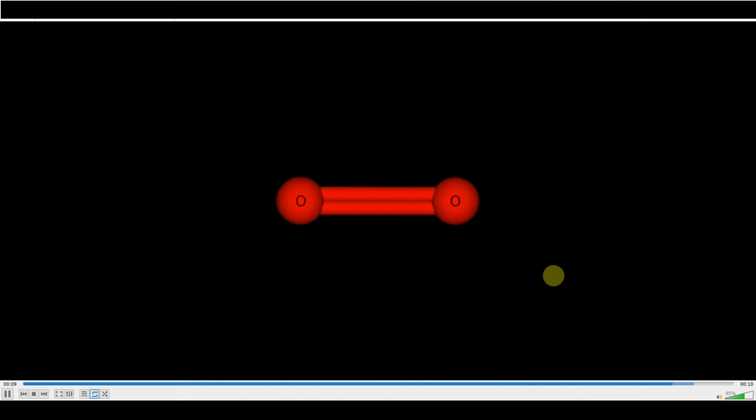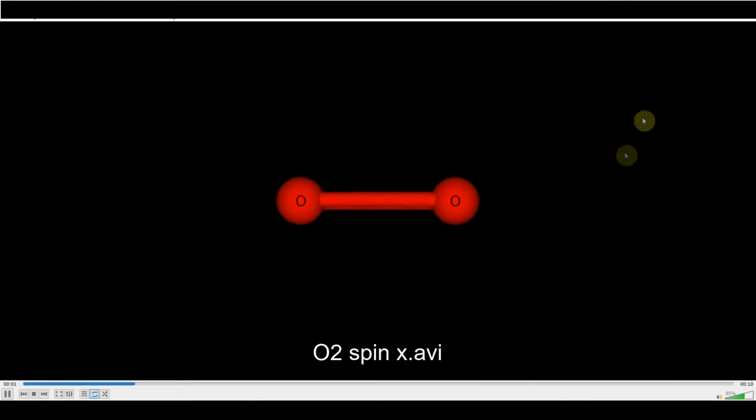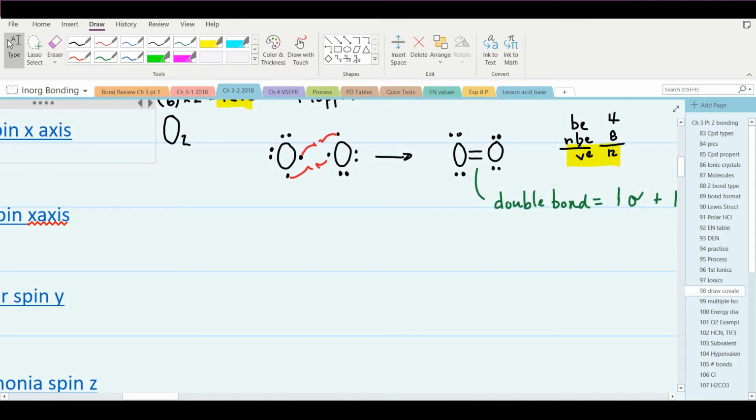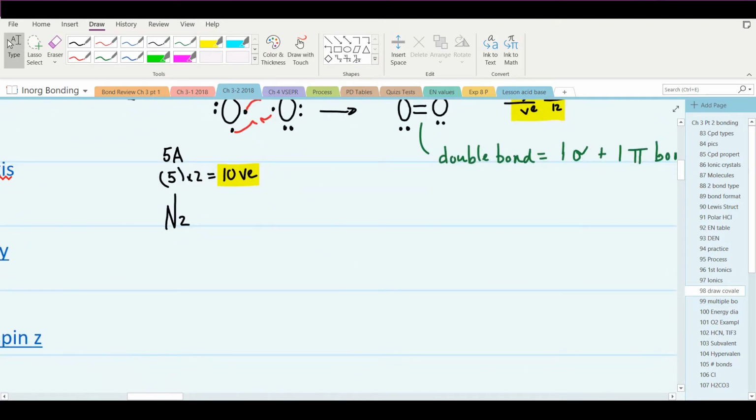Here we see the oxygen to oxygen double bond. The next molecule we're asked to draw is nitrogen. Nitrogen is a diatomic molecule, N2. Nitrogen is in group 5A. Each atom brings 5 valence electrons. We should see a total of 10 valence electrons in our Lewis structure. This will also be a nonpolar covalent molecule, which will have low solubility in water, typically at the ppm level.